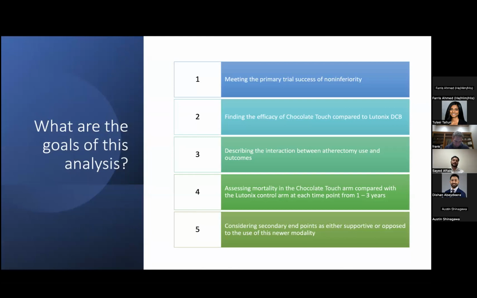So what are the goals of this analysis? So primarily meeting the primary trial success of non-inferiority of the Chocolate Touch drug-coated balloon, finding what the exact efficacy is of this device, describing the interaction between atherectomy use and outcomes, as well as assessing mortality in the Chocolate Touch arm compared with the Lutonix drug-coated balloon from a time point of 1 to 3 years, and also concerning any other secondary endpoints as either supportive or opposed to this use of this newer modality.